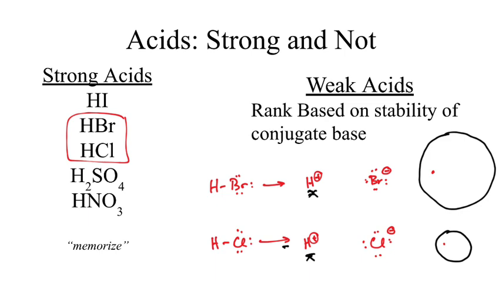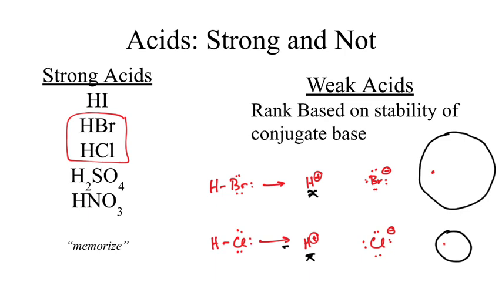Which ultimately means when I stick my hand into the larger one, the odds of me actually hitting that electron are less. And if it doesn't connect with it, I don't get a chemical reaction, which means bromide is more stable than chloride. Why is that important? If we're talking about this reaction going forwards or backwards, because bromide is more stable, chloride is more likely to encounter the H+ and go backwards than the bromide is.